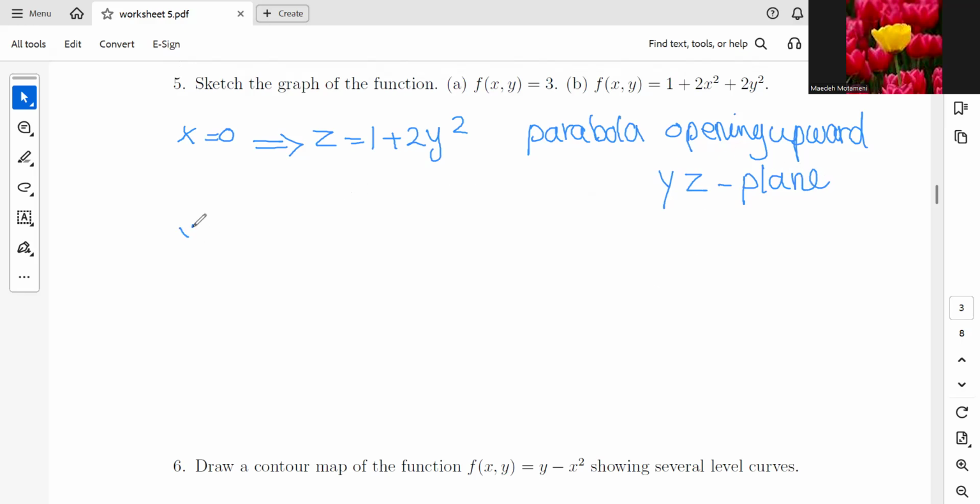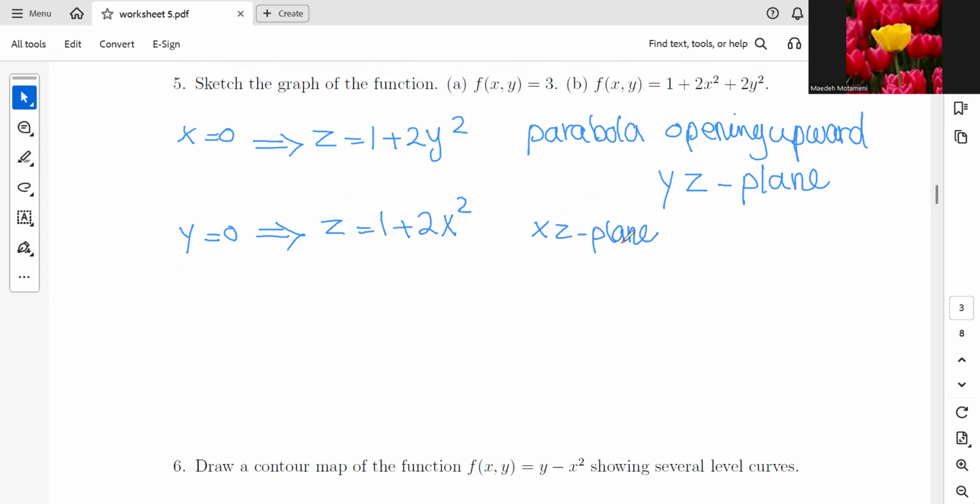Same thing when we set y equals 0, because we need these traces to draw that. So the answer would be 1 plus 2x squared here. It also will be a parabola opening upward, but this time it will be on the xz plane.